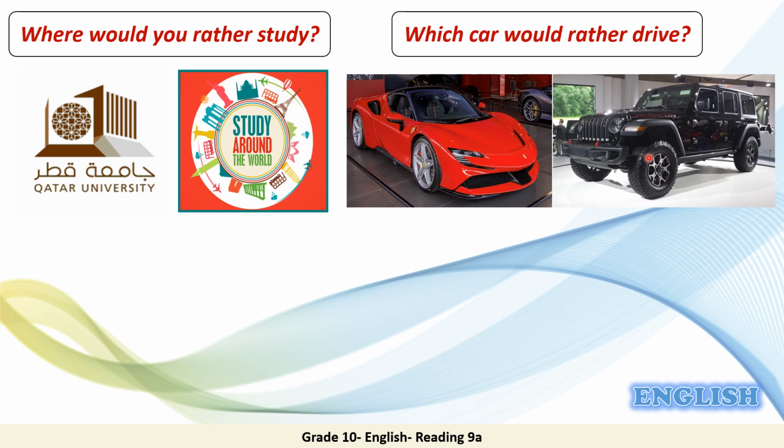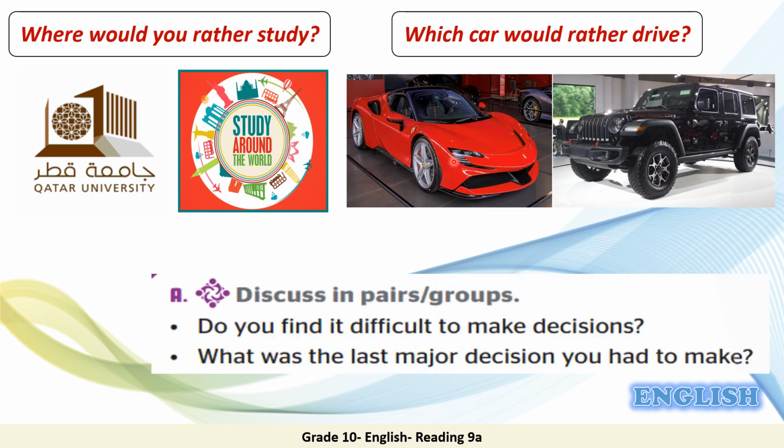A 4-wheel car that allows you to tag along a large number of family or friends to drive with you, or a small car that allows only 2 passengers to be in it? Is it an easy decision for you to make? Then let's look at this question. Do you find it difficult to make decisions? What was the last major decision you had to make, the biggest decision you had to make? Pause and think about it.